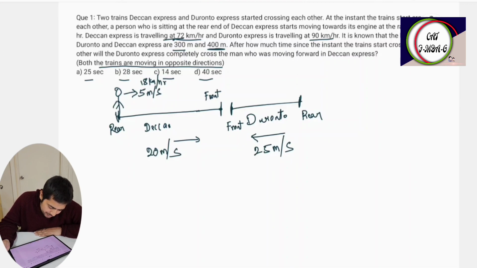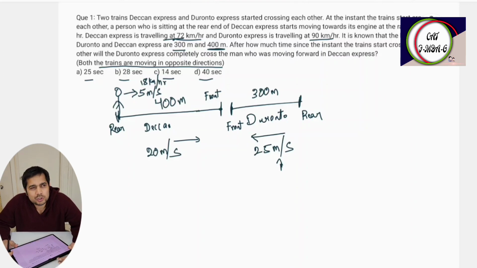It is known that the length of Duranto is 300 meters and Deccan is 400 meters. Okay, after how much time since the instant the trains start crossing each other will the Duranto Express completely cross the man who is moving towards the engine? Okay, so the question is like this. Deccan is here, Duranto is here.